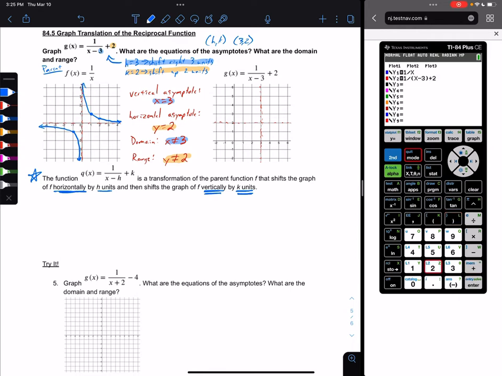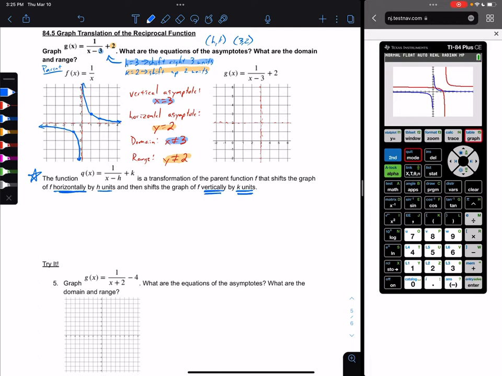And if I hit graph, notice that the blue one was the original, that's our parent function. And our red function, the g of x, did shift to the right 3 places, and it does shift up. So it's good that this is matching up the way it's supposed to. Okay. So we'll just check that, make sure that's good. That'll give you a visual representation of it.